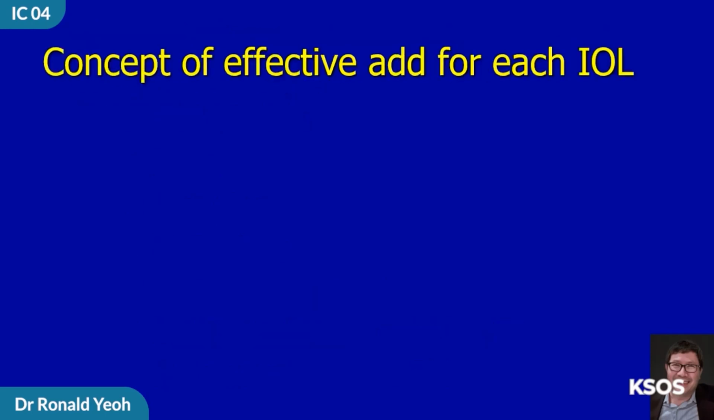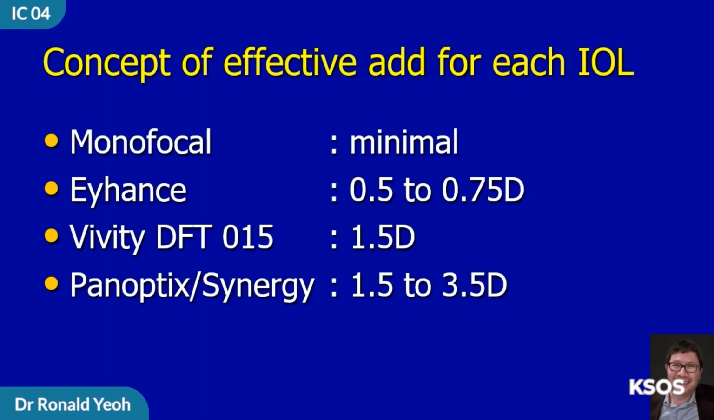But that's only effective if you know what is the effective add for each IOL. And this is something that manufacturers don't often tell us. And here we see that for the monofocal IOL, it's actually minimal. For an Eyhance, it's about 1/2 to 3/4 of a diopter. For a Vivity, it's 1.5 diopters. And Vivity is the first lens that really tells us what the add is. You can see the code name is DFT015, which tells us it's 1.5 diopters. And Panoptix and Synergy, of course, give us 1.5 to 3.5 diopters of effective add.